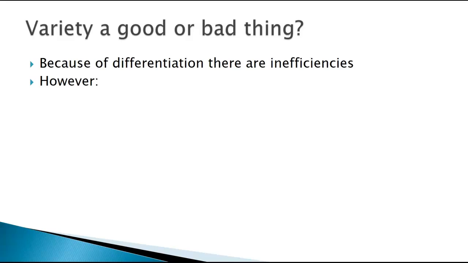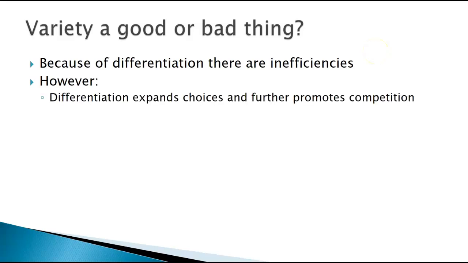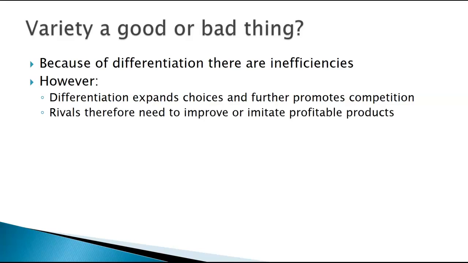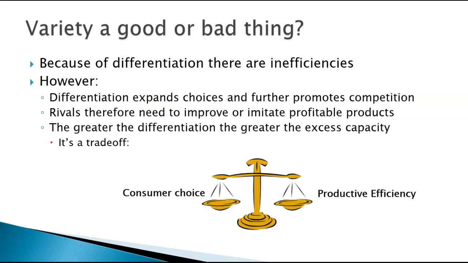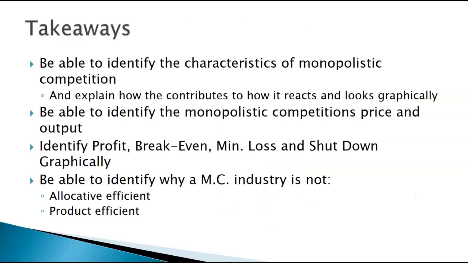Well, because of the differentiation, there are inefficiencies. So differentiation expands choices, further promotes competition, you get better products, maybe better customer service. You keep needing to improve your products because you can't just say we produce the same thing. You can't just imitate, so you get better and better, hopefully improvements. But the greater the differentiation, the more monopolistic a good is, and very likely the more excess capacity, so underused capital, is going to be. So it's a trade-off. Do you want more customer choice or do you want productive efficiency? You can't really have both according to our models.